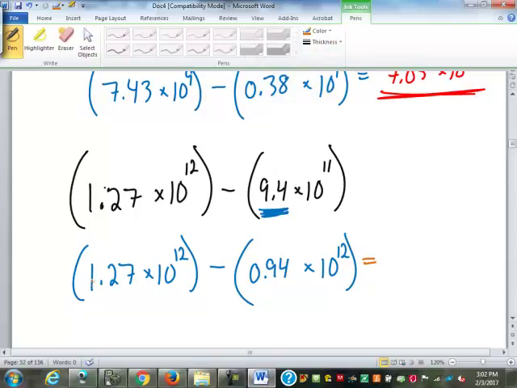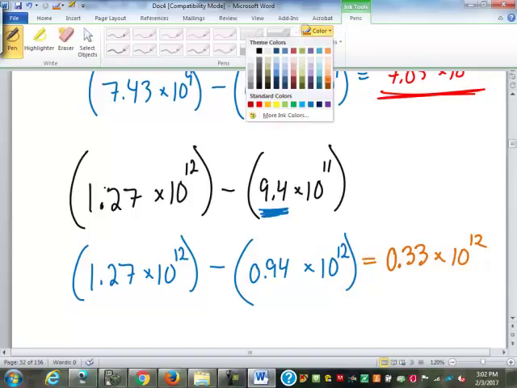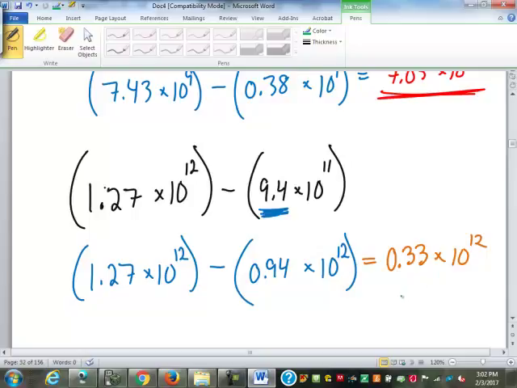This time we subtract 1.27 minus 0.94 is 0.33 times 10 to the 12th. Now this one obviously has to change. It's going to become what? 3.3 times 10 to the 11th. Good. This got bigger. This has to get smaller. So 12 minus 1 is 11.